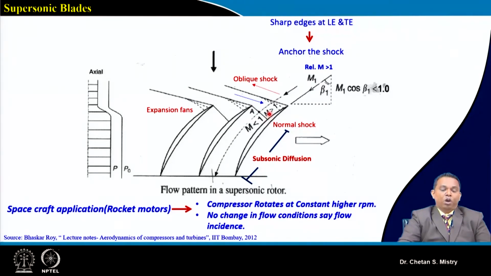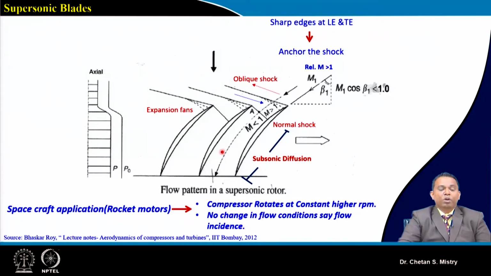And what we know, upstream of my normal shock, my flow will be supersonic, and downstream of my normal shock, the flow will be subsonic. And here in this case, we can say now the whole flow happening within the blade passage, this passage, is nothing but subsonic flow. Okay, and this passage shape is like a diffuser. We can say we will be having subsonic diffusion happening here.